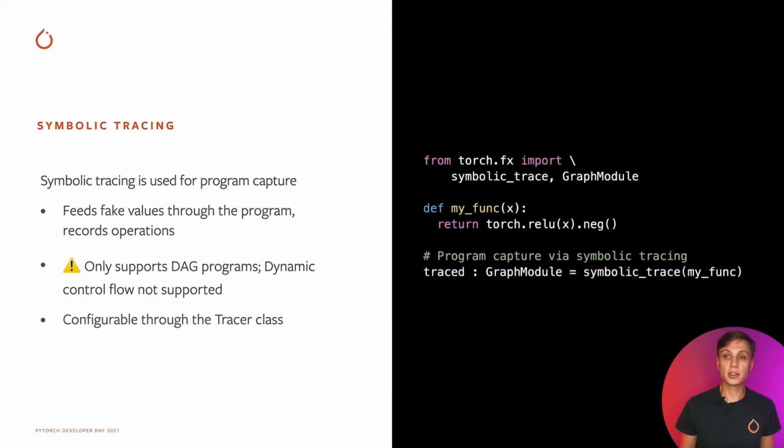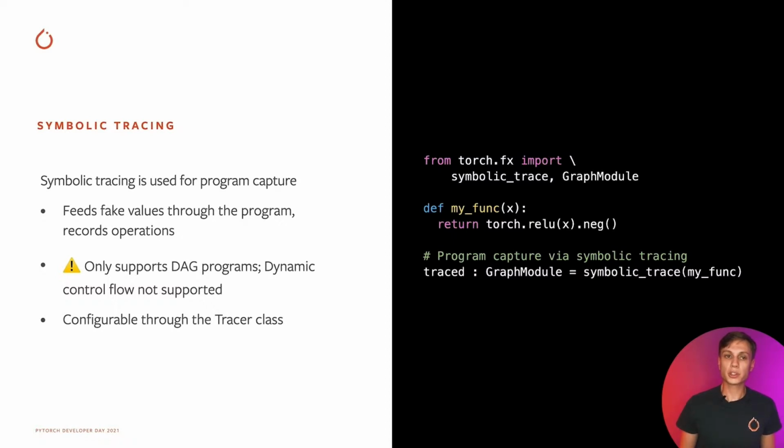Torch.fx uses a technique called symbolic tracing to capture the program. It feeds fake values through the program and records the operations that happen on those fake values. You can see in the code example to the right that the fx.symbolic_trace API exposes this functionality. Just pass in a function or module to this API, and fx will capture it using symbolic tracing.